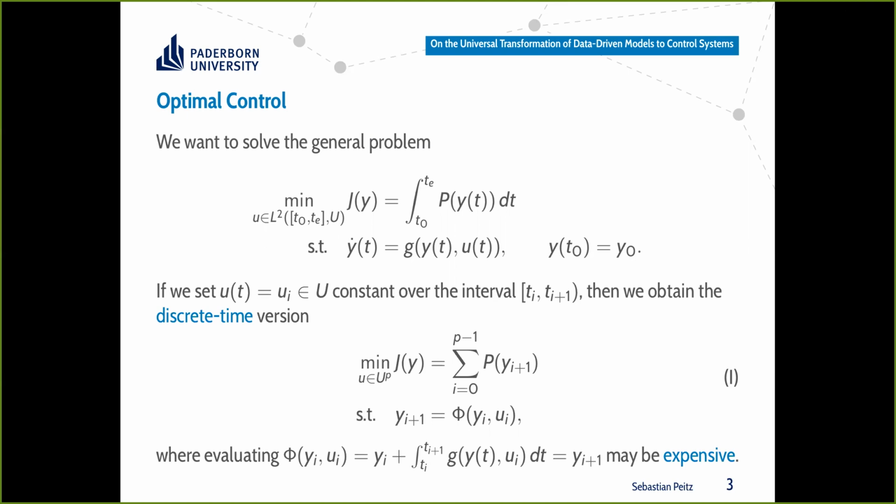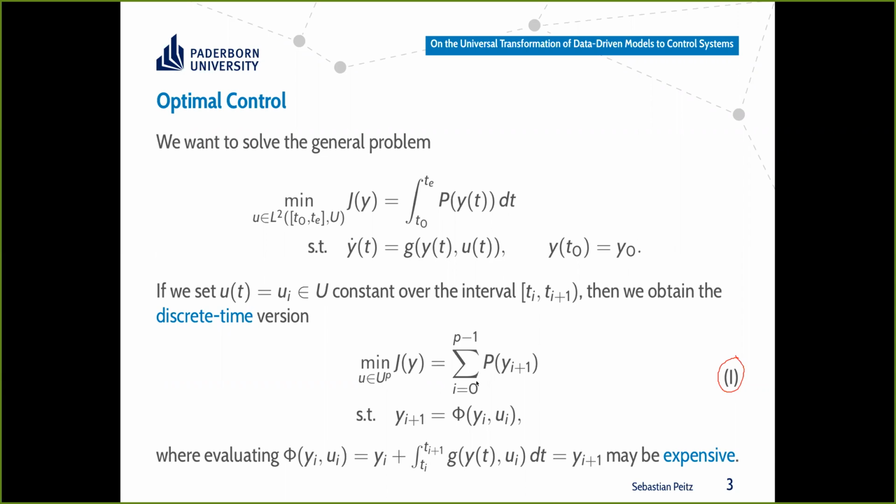So if I fix my input u over or between two grid nodes of my time grid that I have now introduced, then we end up with this problem in the bottom, which I denote by 1 now, because I will be using a few other problems in our transformation approach. But we have this problem, which is equivalent to the one above.